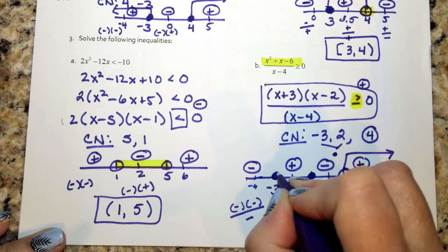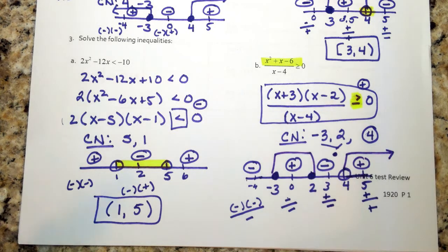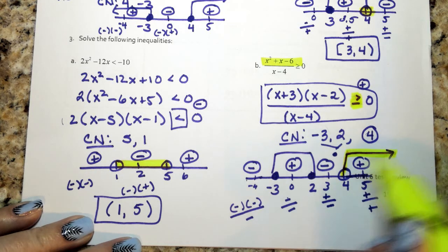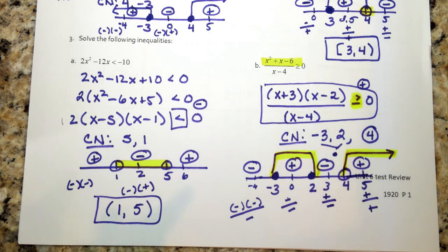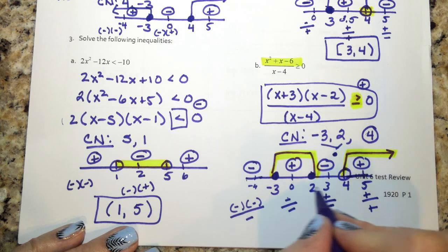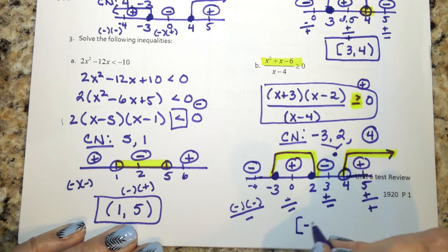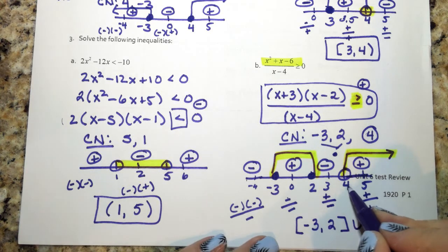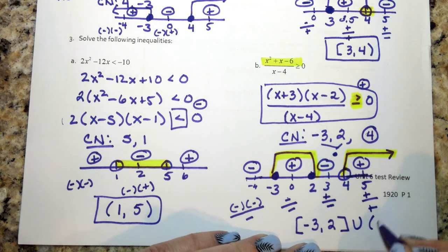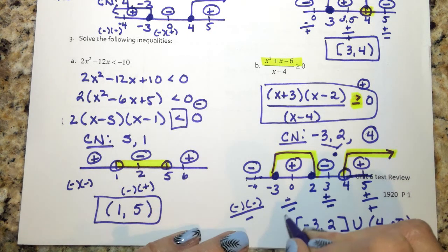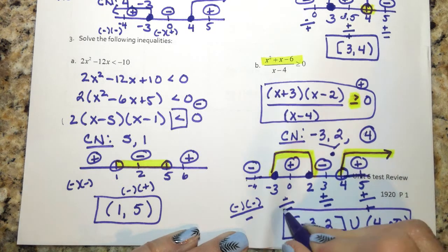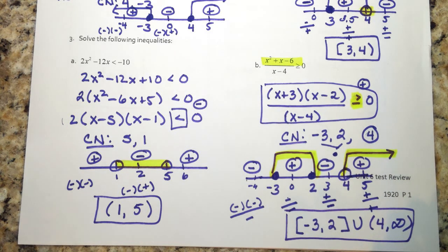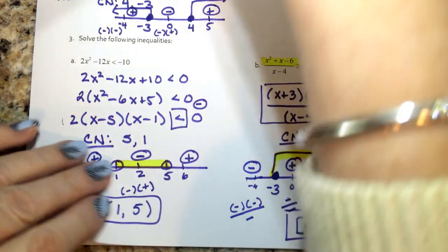Notice my solutions where I have the positive intervals are between negative 3 and 2 and greater than 4. So I am including negative 3 and 2 in my solution set, so I'm going to put a bracket, negative 3 to 2. But now 4, remember, is not included in the solution set, so it's going to be 4 to infinity. So that's how you solve your polynomial inequalities.